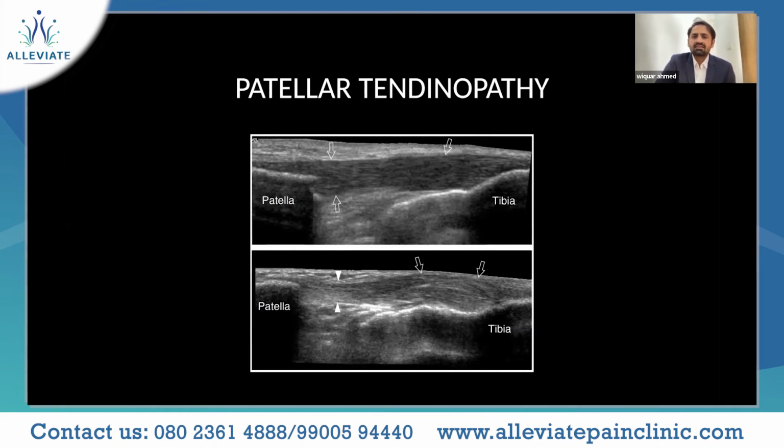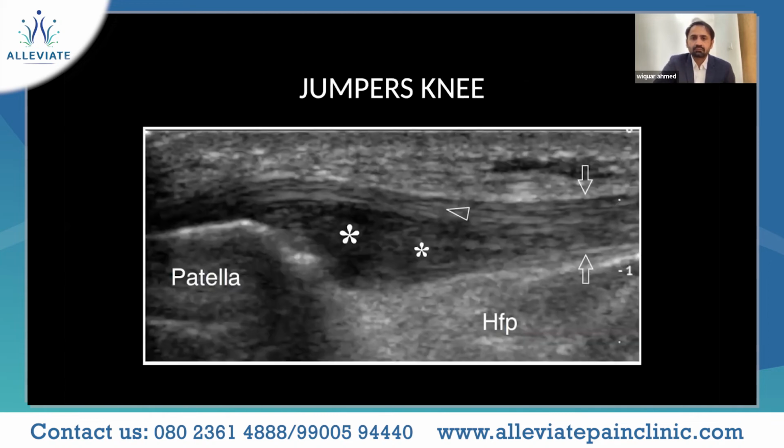In this case, there is a diffuse patellar tendinopathy, which you can see without any significant tear there, and you can see on the contralateral side, which is again normal. Below that, you will have your Hoffa's fat pad. This again is an involvement of your patellar tendon. We also say it's a jumper's knee.